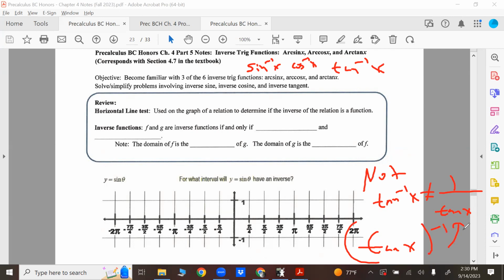Okay. So horizontal line test is gonna be a big deal because we want these inverses to be functions. Because in general, sine looks like this, right? Sine's a bunch of curves like that. Does this pass the horizontal line test? No, right? It fails it so many times. So we have to restrict the domain so that the inverse can be a function itself, so it can pass the horizontal line test.